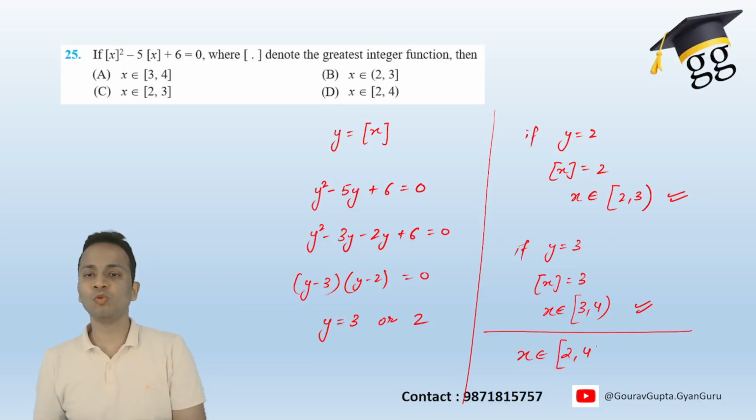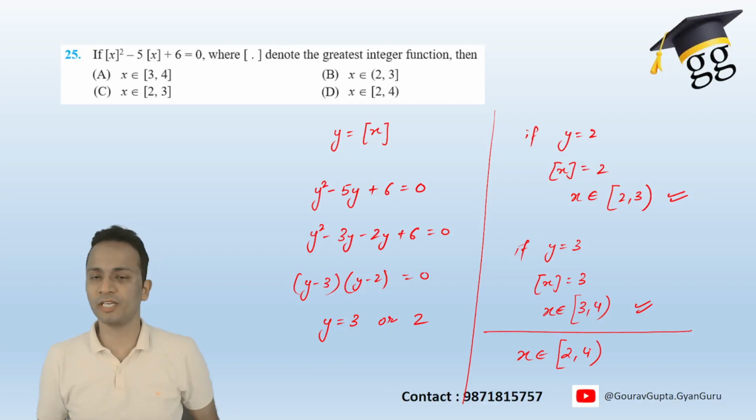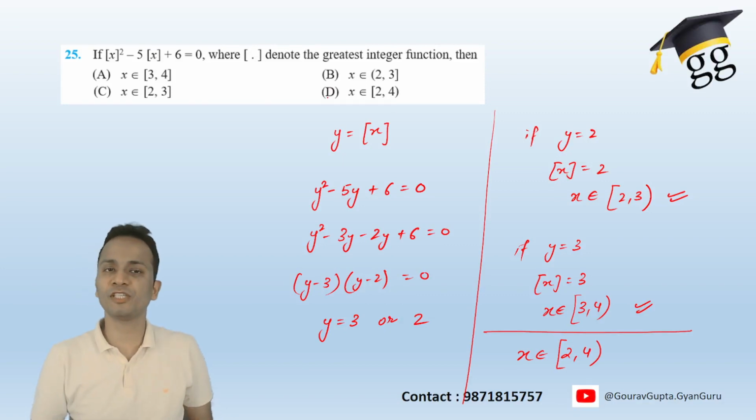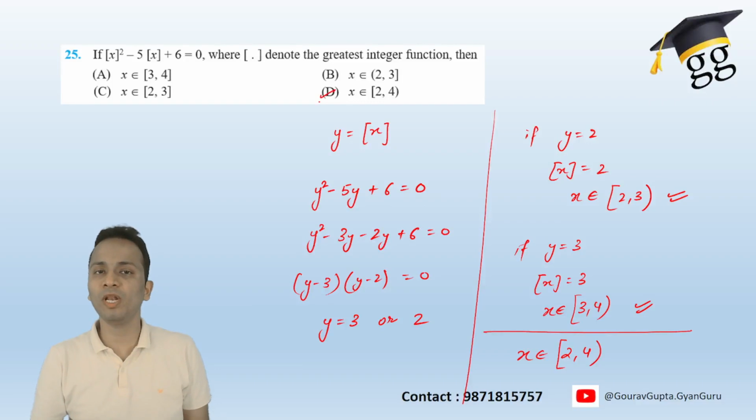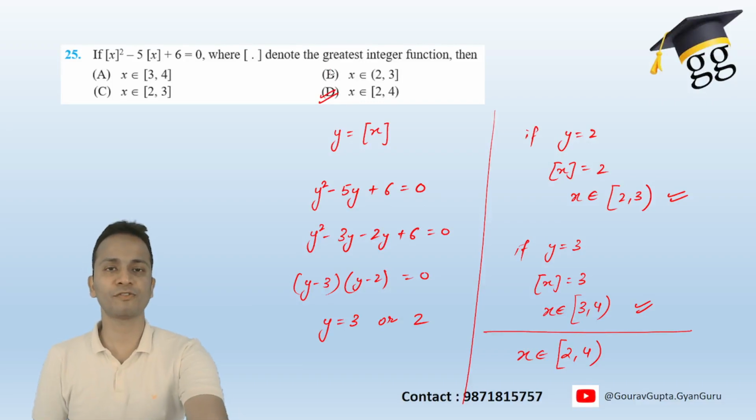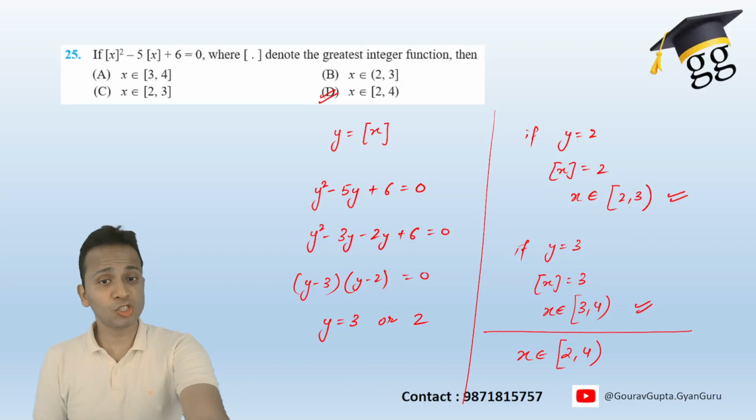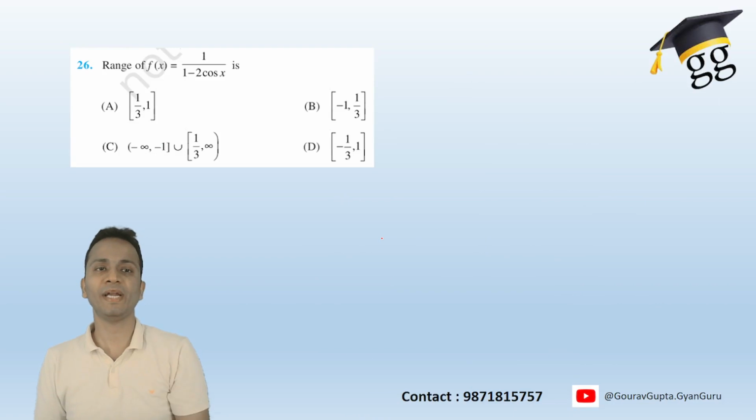So starting from 2 up till 4, but 4 is not included. So the correct answer of question number 25 will also be option D. Okay, so option D is the correct answer of question number 25. Let's quickly move ahead and look at our next question, question number 26.